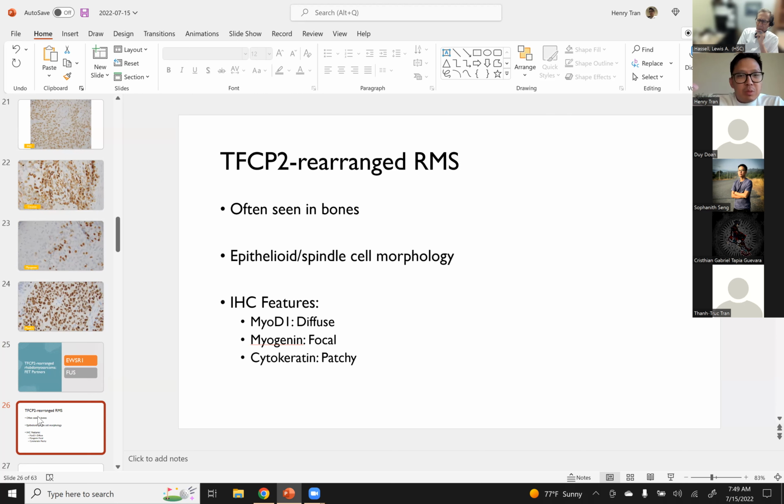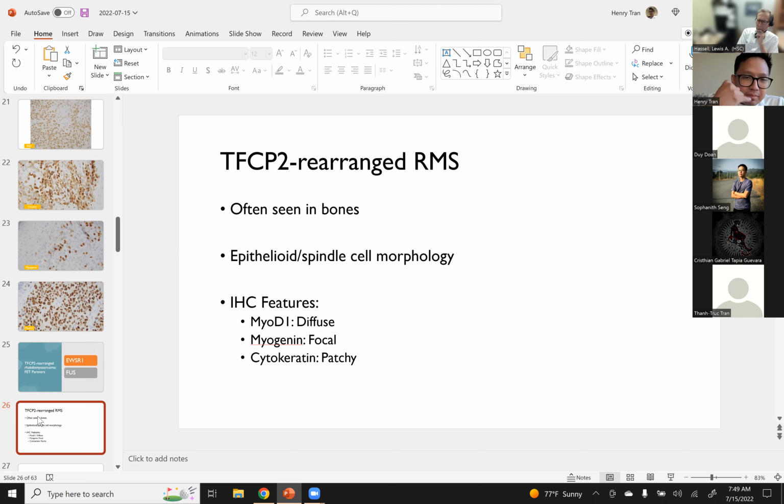It has epithelioid and spindle morphology. This one didn't have a spindle cell morphology, but it did have some of the epithelioid morphology. And then the IHC features are actually pretty distinct. What you're going to get is keratin that is often either patchy positive or even strongly positive, as in this case.